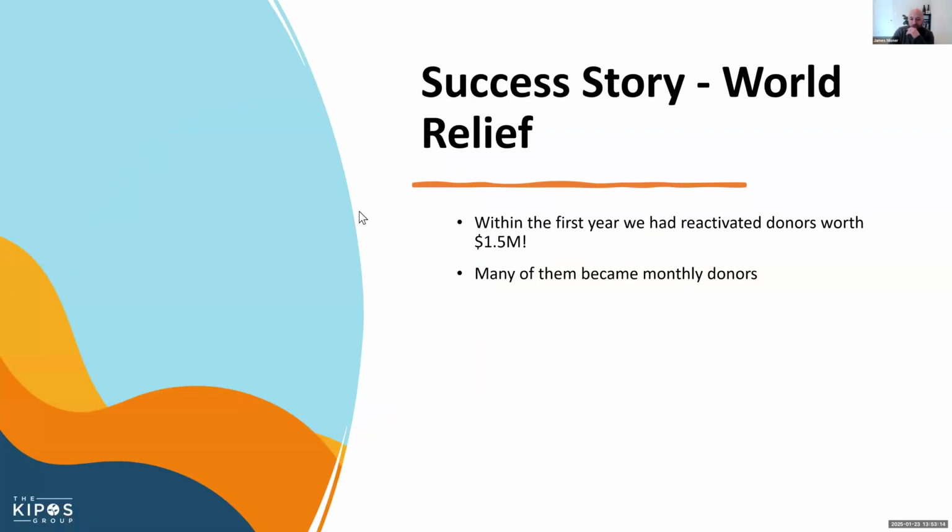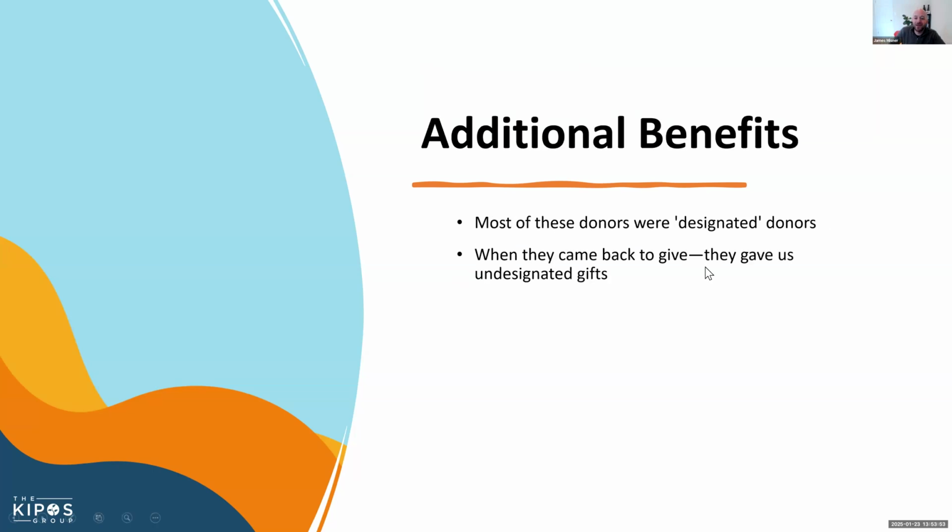I just mentioned Lauren in that campaign. At that organization, called World Relief, we had reactivated donors worth 1.5 million at the end of our 11-month campaign. Whether you're a big organization or a small one, 1.5 million is not something to shake a stick at. 1.5 million bucks is 1.5 million bucks. Many of them became monthly donors, which was really interesting. Our lapsed donor communication and campaign in many ways became the future center of what we sent out to everybody because it was so effective.